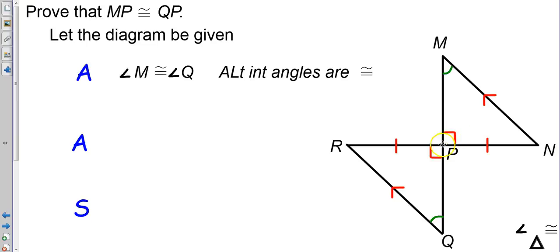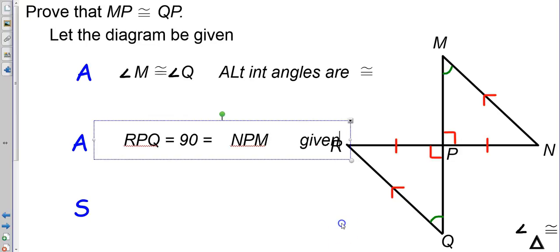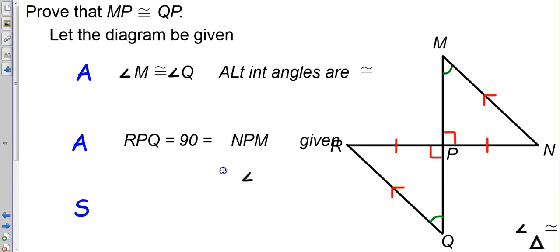My second angle argument is going to be given. These two angles are congruent because they're both equal to 90 degrees, and that's the exact statement. So we have angle RPQ is congruent to angle NPM. And those are those 90-degree angles. They're really just equal to 90 degrees, and we can say that as well. So it's equal to 90, which is equal to angle NPM, and that's given information. So let me again plop my symbols in here.